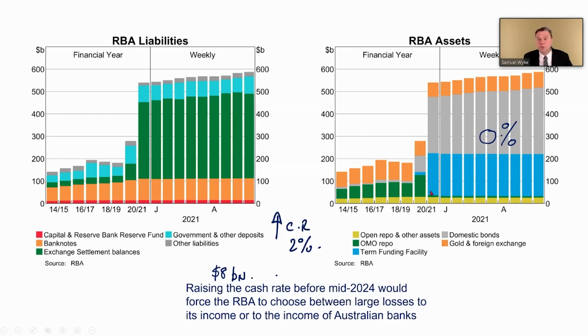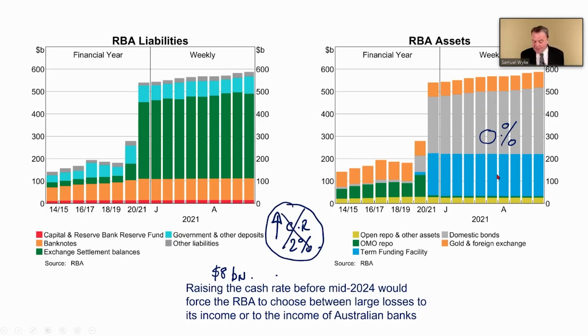The result of this quantitative easing, which has caused this, means that if they raise the cash rate, they've got a choice between ruining their own income statement and making big losses, or materially damaging the stability of the banking system. So what are they going to do? They're just not going to raise the cash rate. That's what they're going to do.